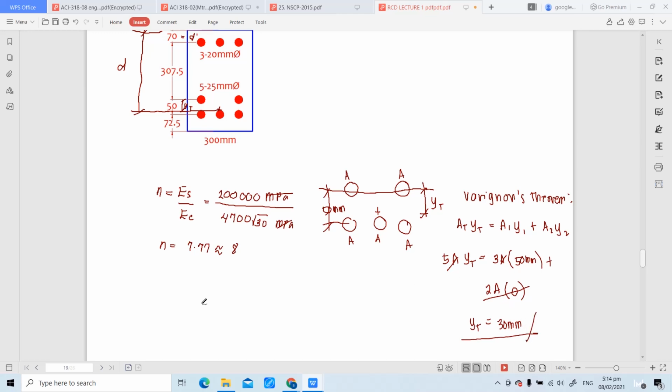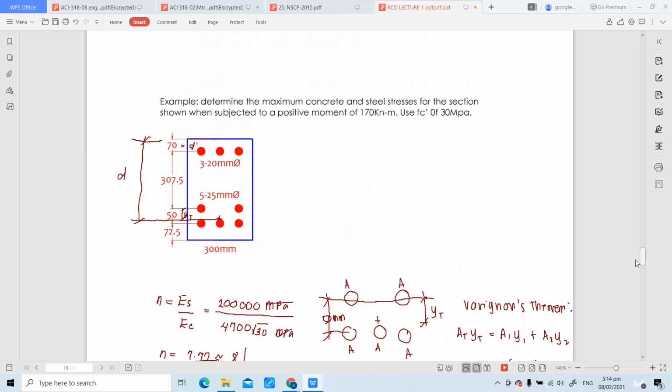Therefore, we can now compute for the effective depth. Therefore, effective depth is 70 millimeters plus 307.5 millimeters plus y sub t 30 millimeters. And that will give us a total value of 407.5 millimeters. Okay, na-analyze natin yung effective depth.